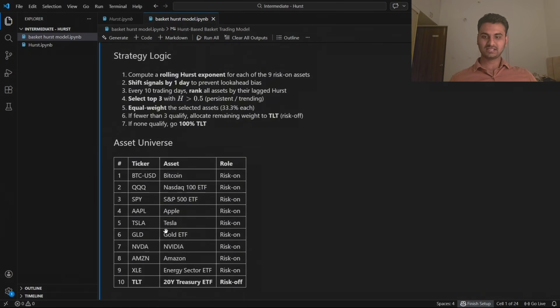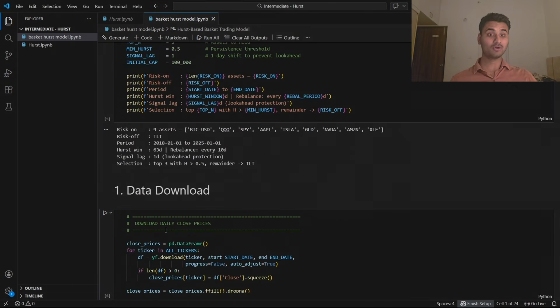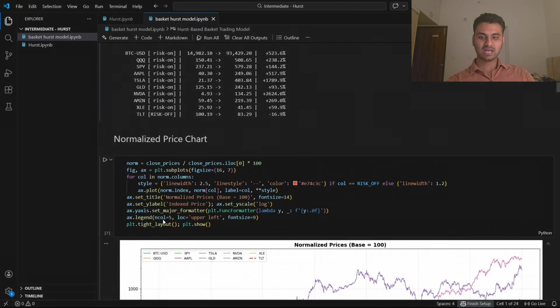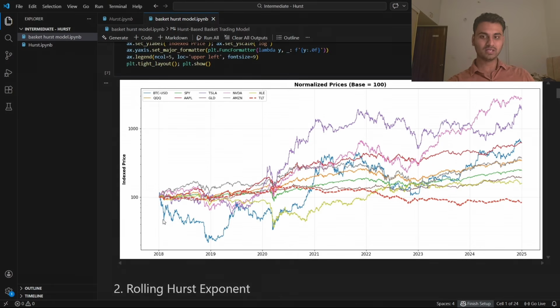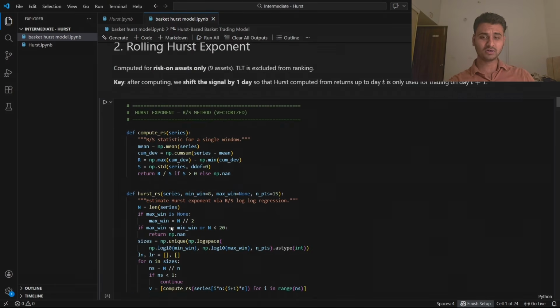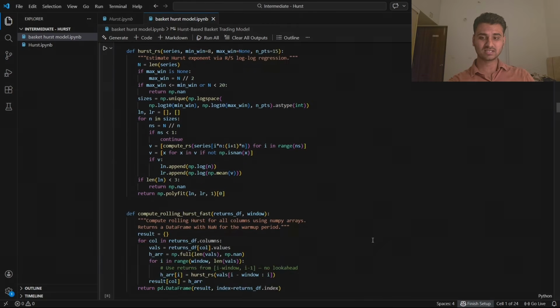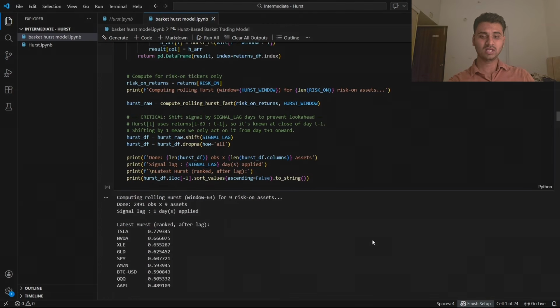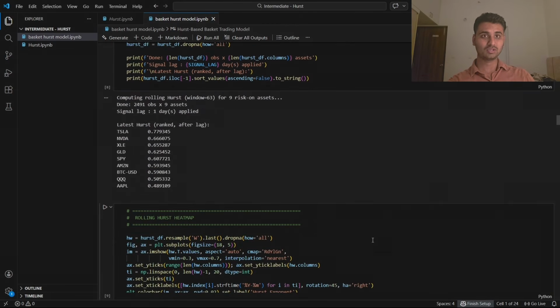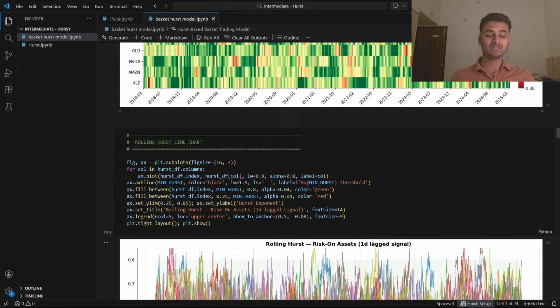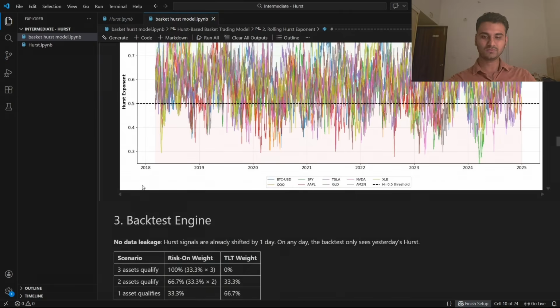Now this is the code, this is the data download, this is the normalized price chart, and then we compute the rolling Hurst. Again, if you are already in the cohort, you will already have access to this code notebook, the Jupyter notebook, and you can follow along with the video. When I'm personally learning, I love to have a window of the video that I'm watching, as well as some reference material that I can go through. So continuing, this is the rolling Hurst line chart, and the backtest engine, as we talked about.